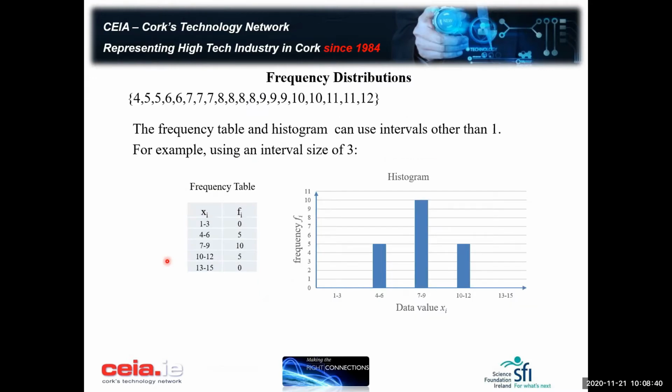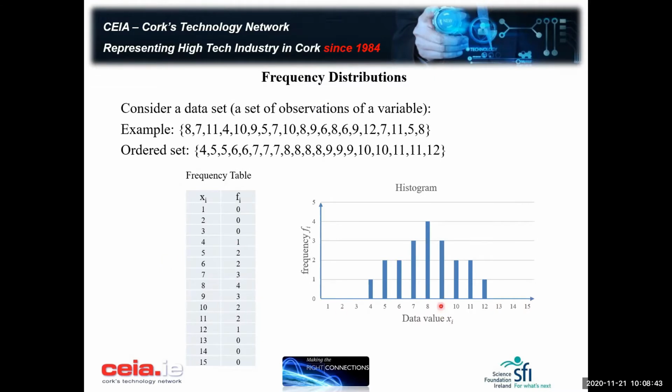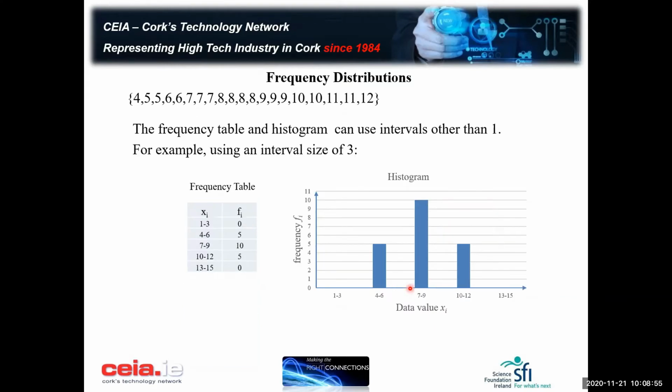Now in the previous example, we used each unique data value for an entry in the frequency table and a bar on the histogram. But you can have different size intervals where you group the x values, in this case, intervals of 3, so 1 to 3, 4 to 6, and so on. You get a smaller number of bars with more items in each bar, or a bigger frequency within each interval, if you like.